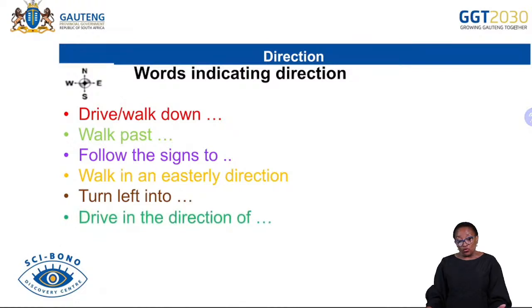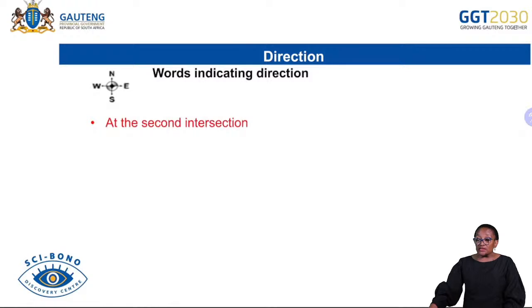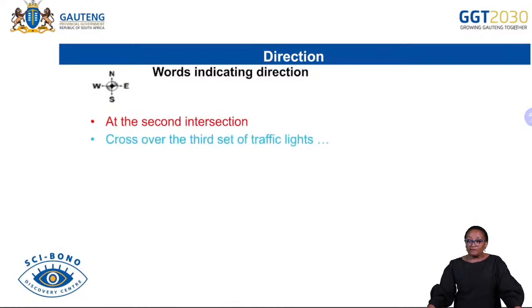And you can also say drive in the direction of, right? Depending on what landmark you would love to use. Some of the words indicating directions also include this one. At the second intersection, turn left into PW Street. The next one says, cross over the third set of traffic lights.